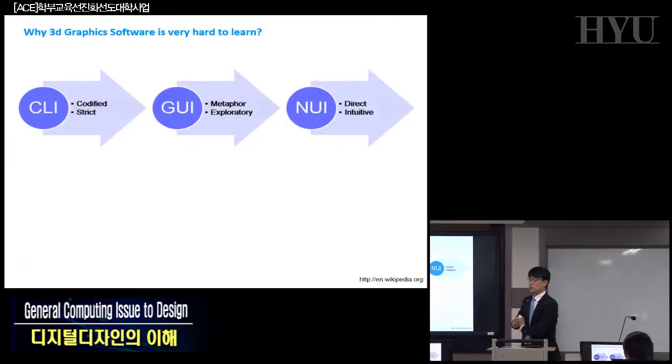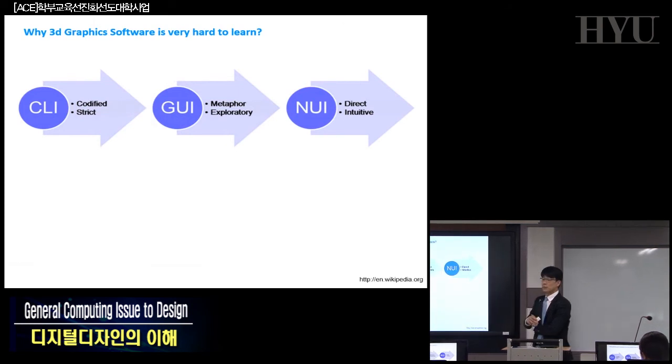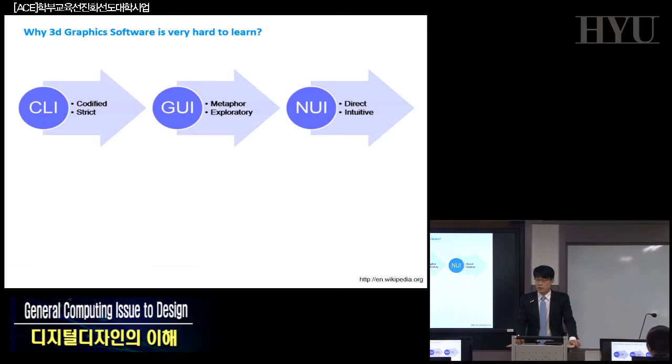I would like to show you why 3D computer graphics software is usually very, very hard to learn. When you see the interface of 3D Studio Max, most of you are going to get stunned because of too many icons, too many options, menus. You don't know what to do. That's okay.